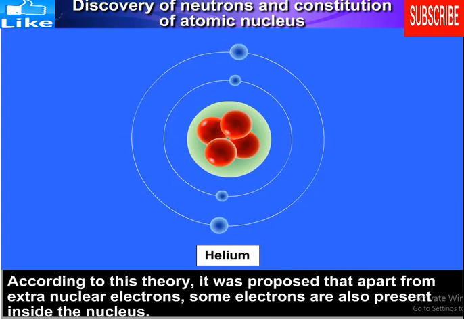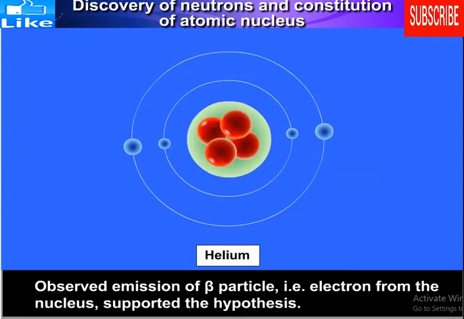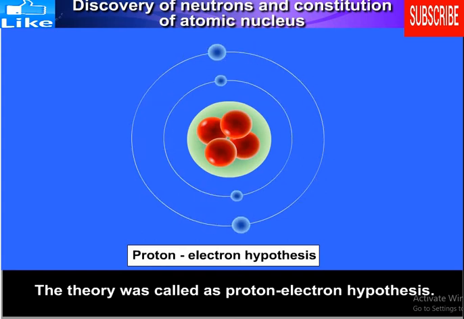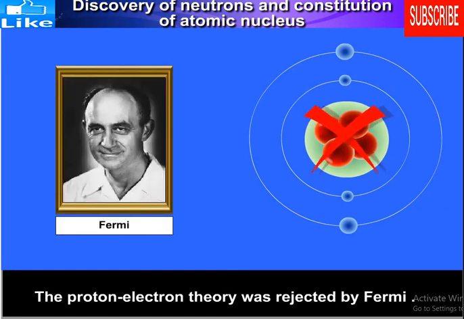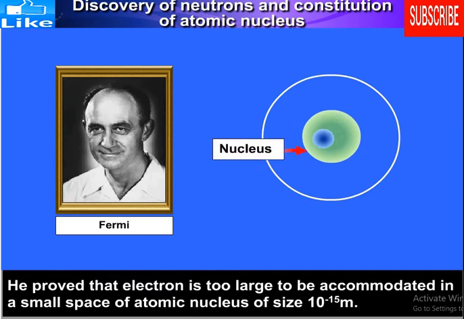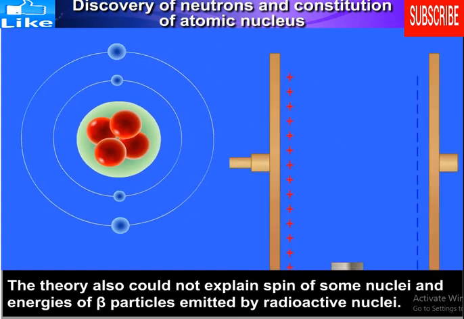According to this theory, it was proposed that, apart from extranuclear electrons, some electrons are also present inside the nucleus. Observed emission of beta particle, that is electron, from the nucleus, supported the hypothesis. The theory was called the proton-electron hypothesis. The proton-electron theory was rejected by Fermi. He proved that electron is too large to be accommodated in the small space of atomic nucleus of size 10⁻¹⁵ meter. The theory also could not explain spin of some nuclei and energies of beta particles emitted by radioactive nuclei.